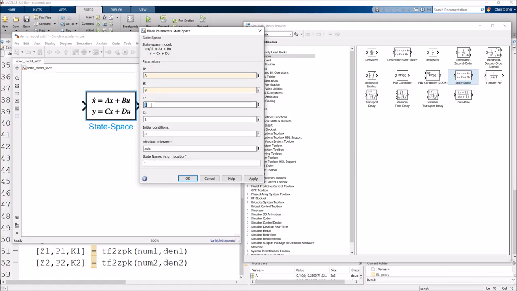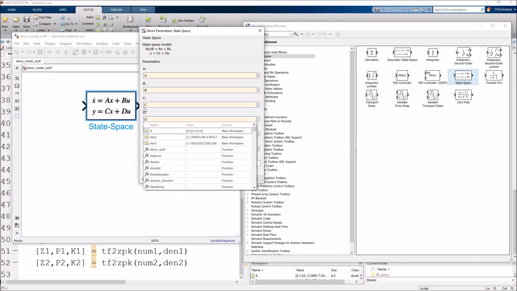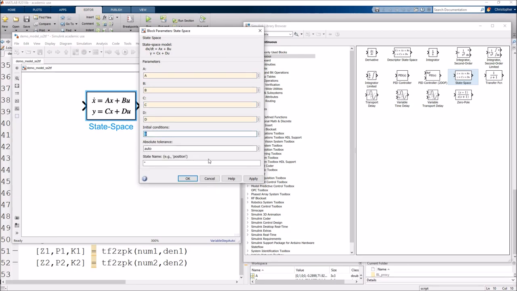I hate this interface sometimes. It tries to be too smart for its own good. C, D, okay, like that. Great. And we will leave the initial conditions as three zeros, right? So again, one single zero means really a vector of three zeros in this case.